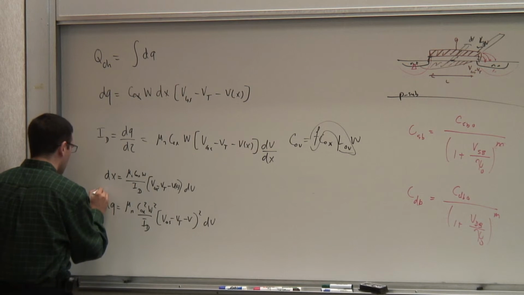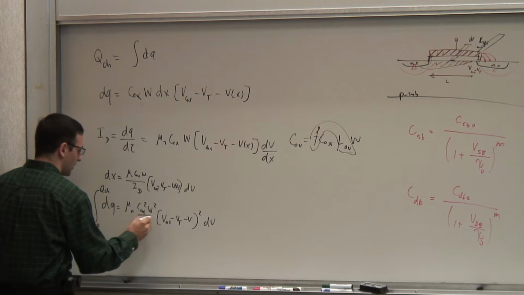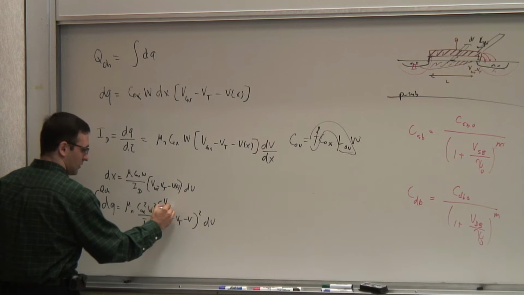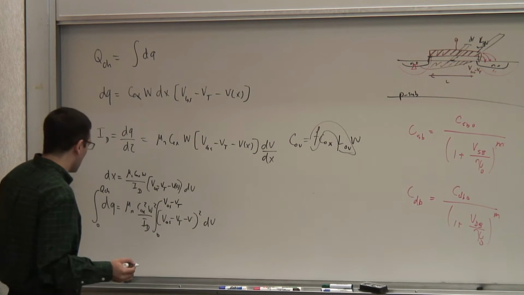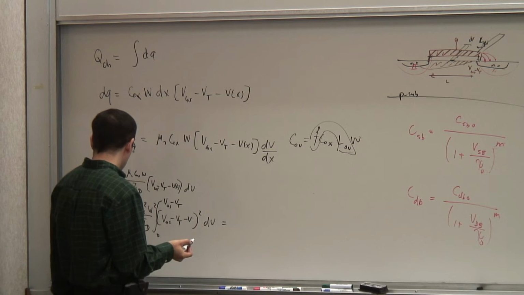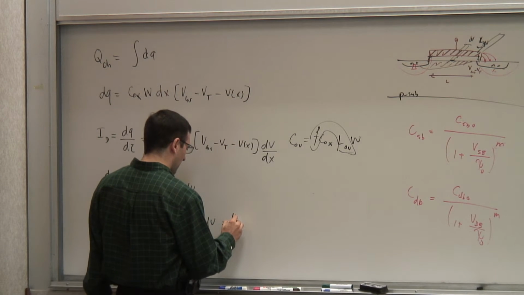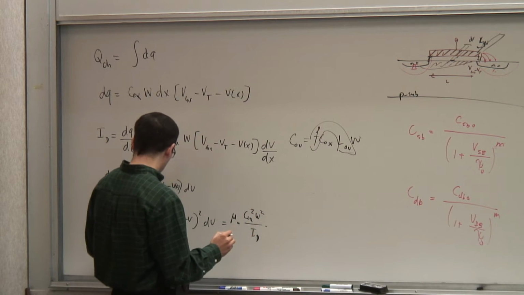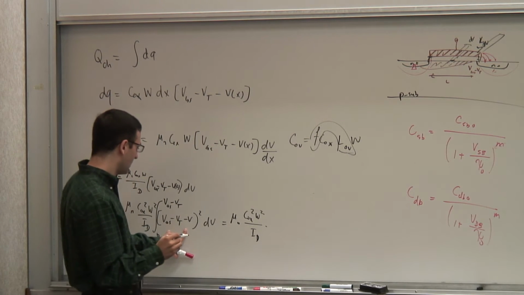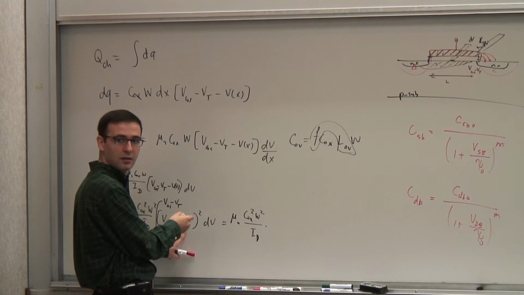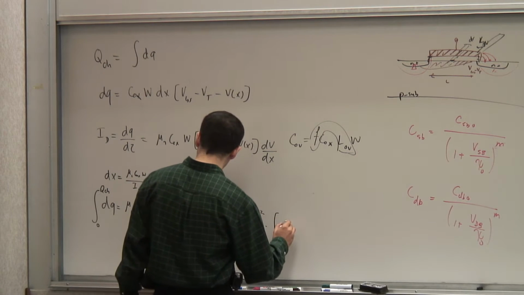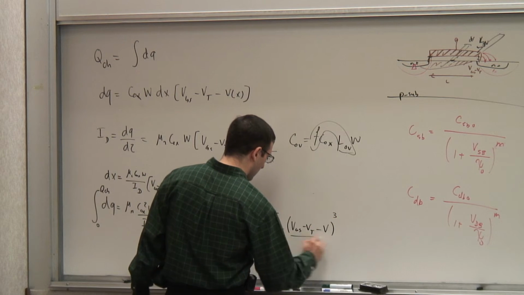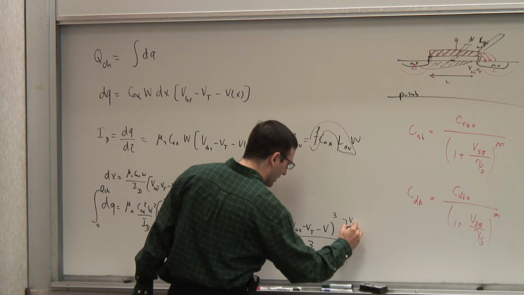From 0 to the Q channel, and on this side from 0 to what voltage? VGS minus VT. Exactly. Okay, so I have to integrate this, which is relatively easy. So I keep the constants out, Cox squared W squared over ID. Now, what is the integral of this squared? It's this cube divided by 3 with a minus sign, so it's minus (VGS minus VT minus V)^3 over 3, from 0 to VGS minus VT.